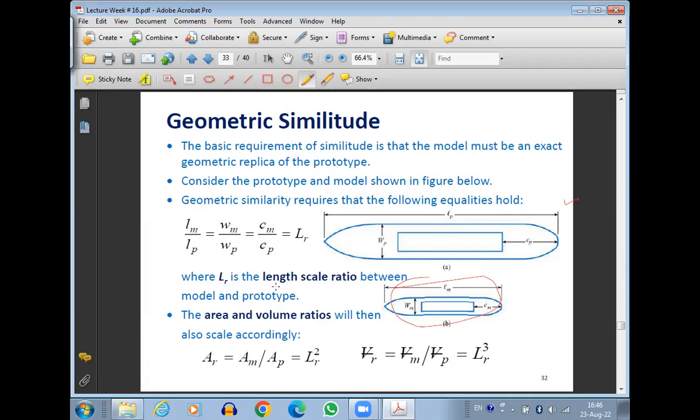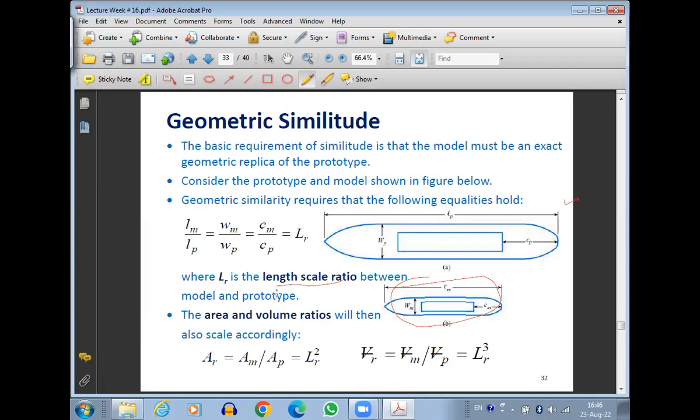Okay, so we call it length scale ratio. So we have to determine the length scale ratio, and based on the length scale ratio, your model is going to be developed, designed to replicate the conditions of the prototype. Okay, so this is the geometric similitude.